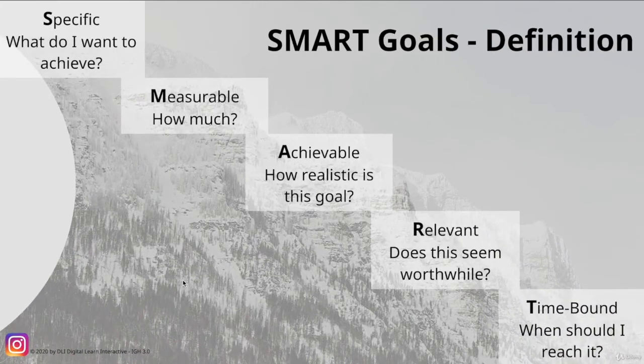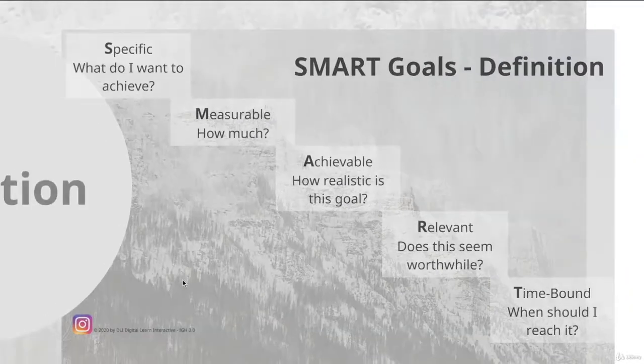But what is actually the definition of SMART goals? Every letter stands for something. S stands for specific. What do I want to achieve? M for measurable. How much you would like to achieve? A is achievable. How realistic is this goal? R stands for relevant. Does this seem worthwhile? And T stands for time bound. When should I reach it? And maybe it's not completely clear what I mean by that, but it will be much, much more clear if we go to the example at the next slide.